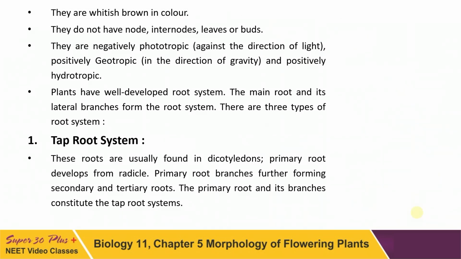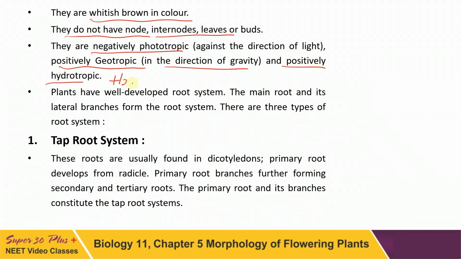So the same thing we have here. The root is whitish or brown in color. They do not have nodes and internodes. We are talking about leaves or buds. They are negatively phototropic, they move away from light, and they are positively geotropic, that is, they move towards gravity, and positively hydrotropic, meaning they move towards water. That is, plants have a well-developed root system. The main root and its later branches make the root system, as I told you in that diagram also. Now we have to see what we mean by taproot.